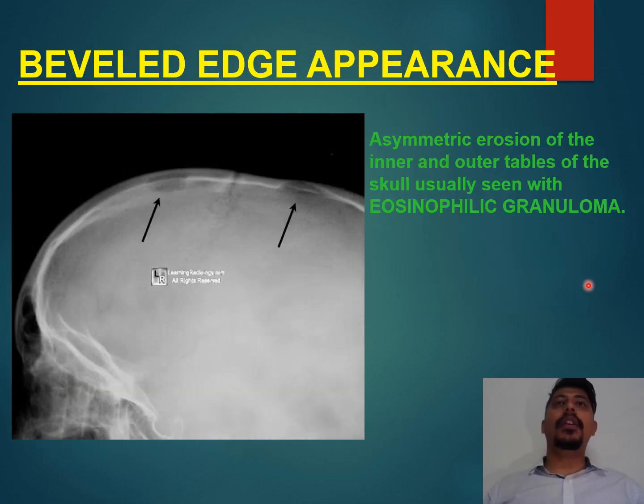Beveled edge appearance. Asymmetrical erosion of the inner and outer tables of the skull, usually seen with eosinophilic granuloma. So this is the erosion, where radiolucent lesions are seen involving the inner and outer tables in eosinophilic granulomas.